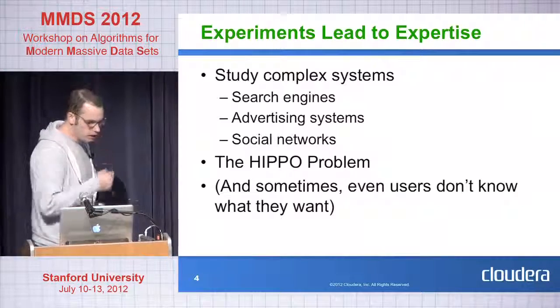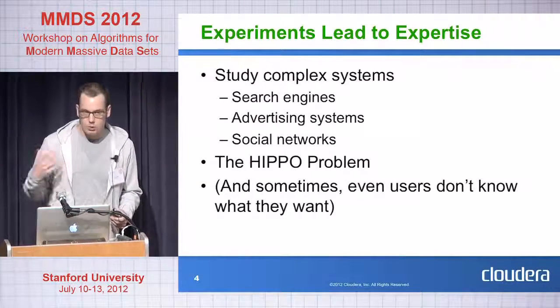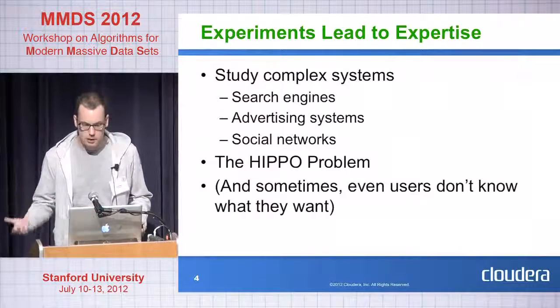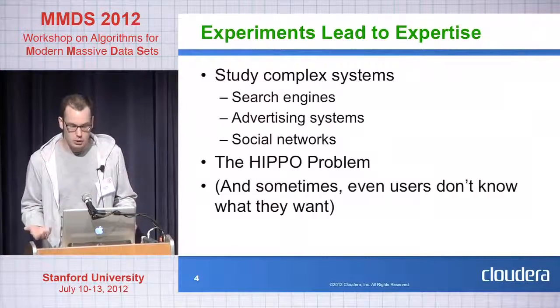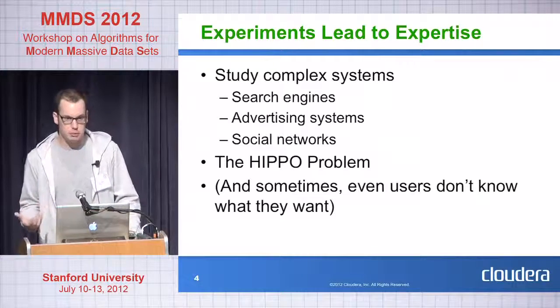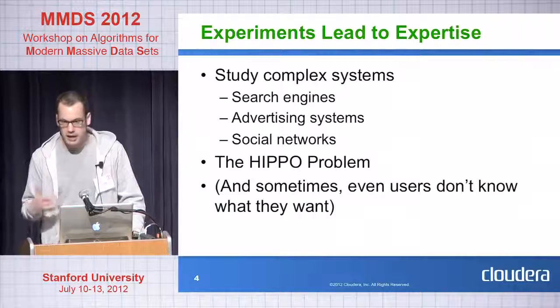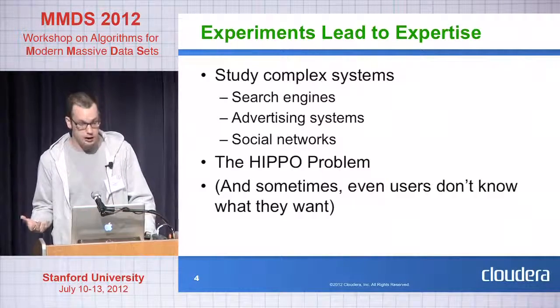So my claim is that experiments are what lead to expertise. What a data scientist does is typically study a very complicated system. And a complicated system could be a search engine, could be an ad network, could be a social network. Systems that are basically too complicated to really reason about a priori in any kind of regular way. And when systems become that complicated, we have to do experiments on them in order to understand their principles and how they operate, right?